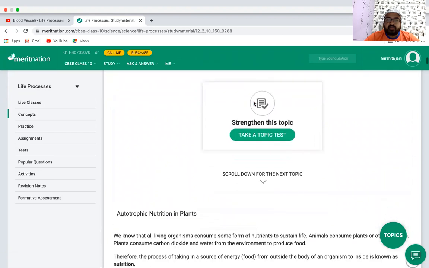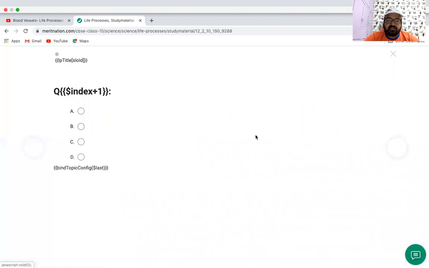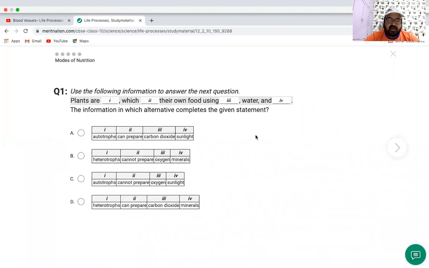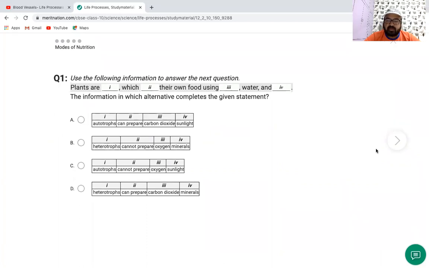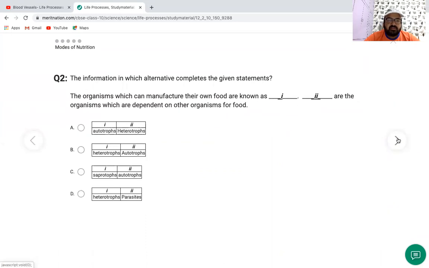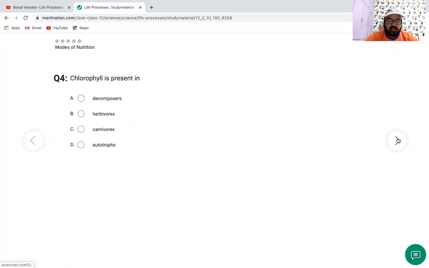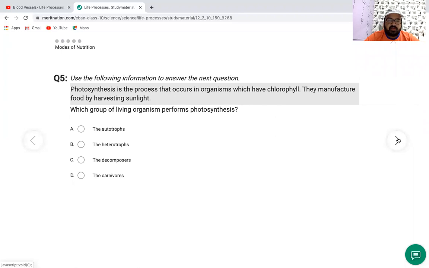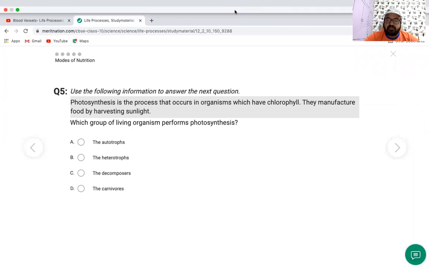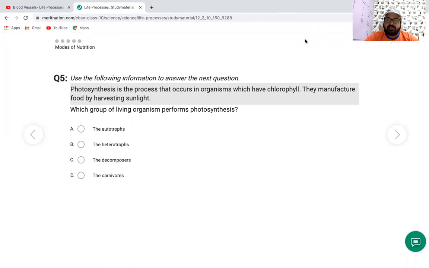Okay, then just taking a basic test on this. So just check these questions. Plants are dash, which dash, this and this. We need to fill up the blanks, okay, which is easy. The organisms which can manufacture, you know very well, please. You can see this also easy. Chlorophyll is present, you know, and use the information. You know this, right? So just try this.